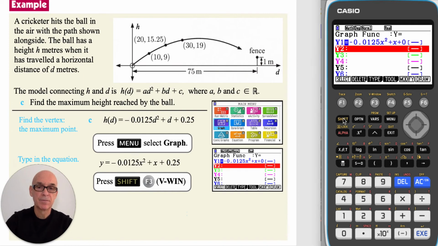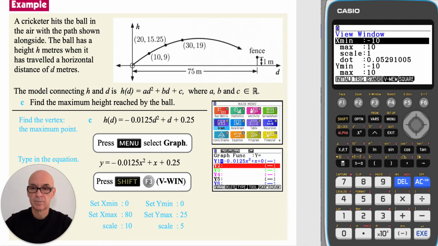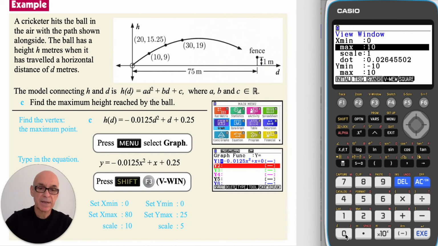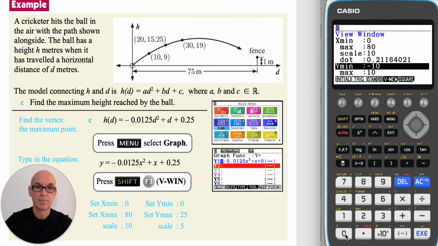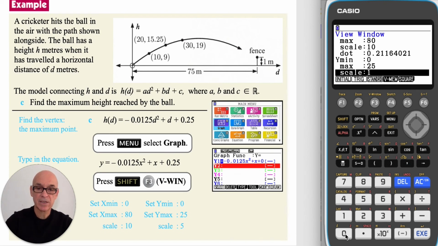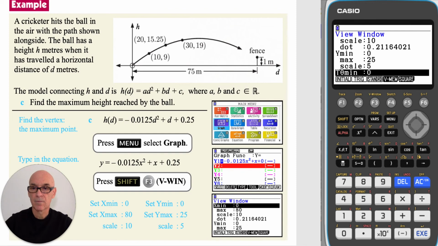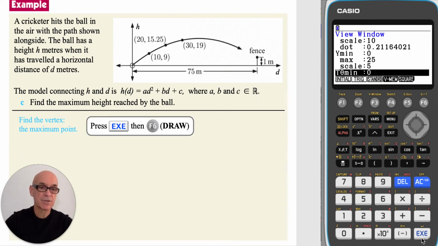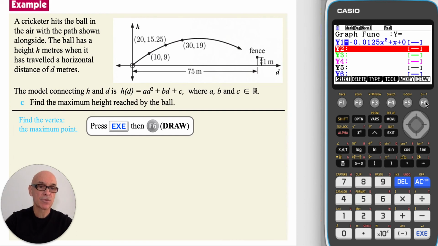Pressing shift and then F3 for view window. Setting x min to 0, x max to 80, and an x scale of 10. Setting y min to 0, the y max to 25, and the y scale to 5. Pressing execute and then F6 to draw the graph of the function.